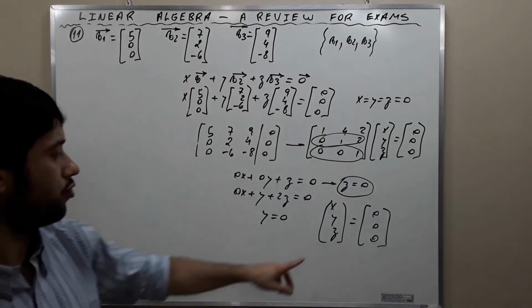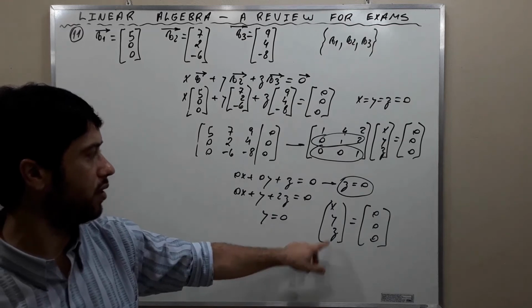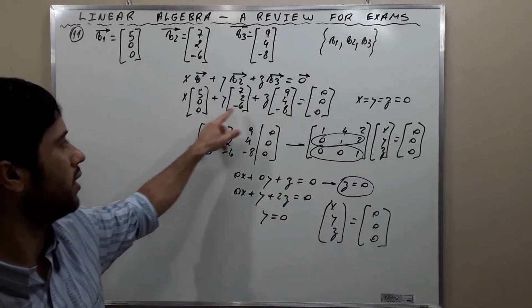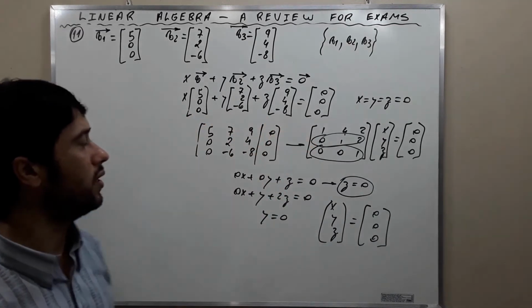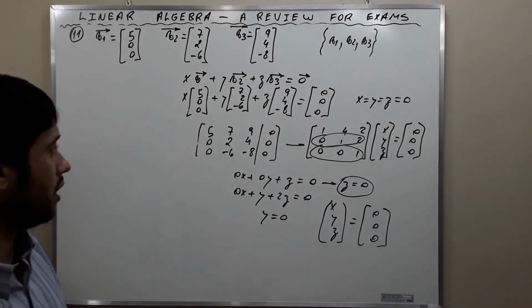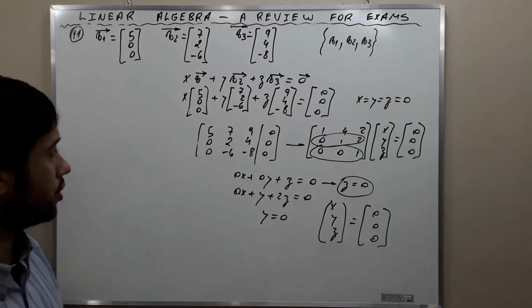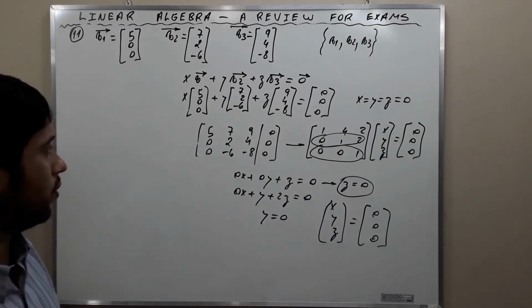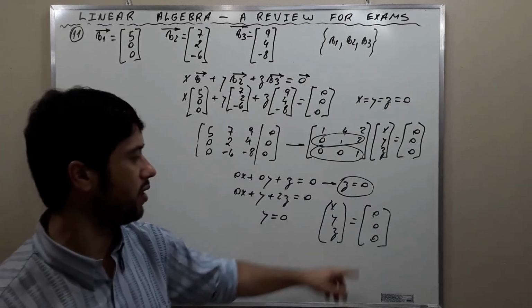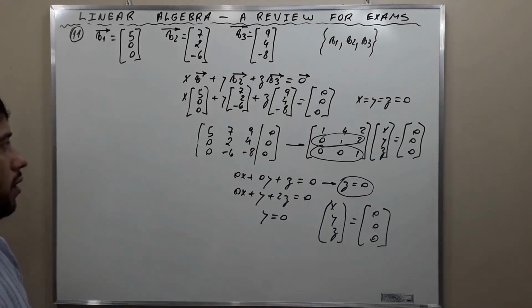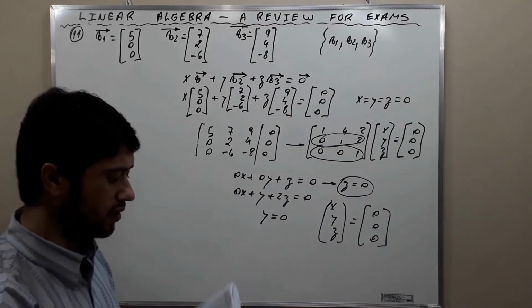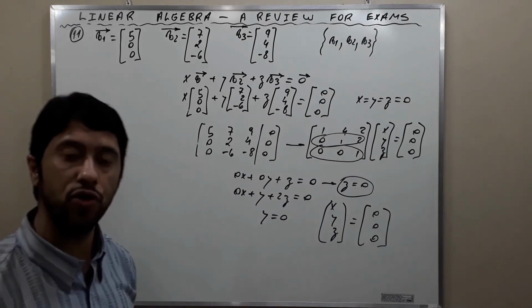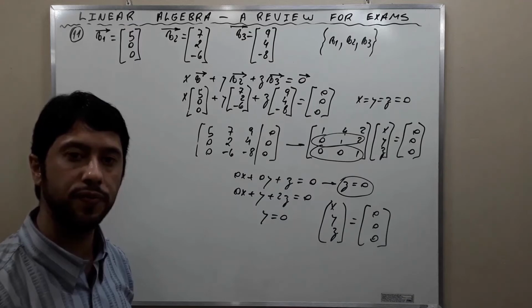However, as we discovered that the only possibility is when x, y, and z are 0, then we have come up with the conclusion that the only possible way is this, and then it makes them linearly independent. Okay, this is all for exercise 11. Let's go to exercise 12.